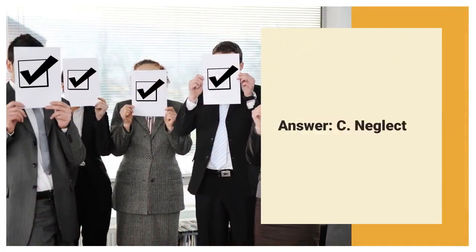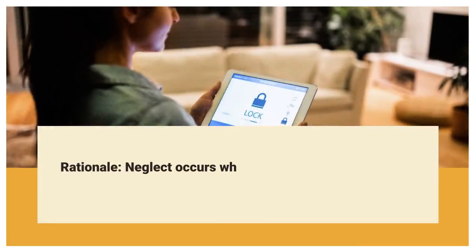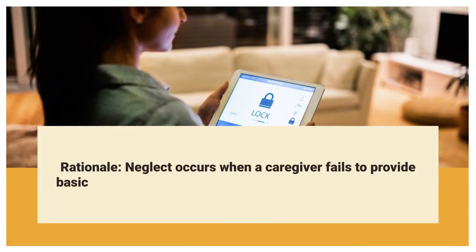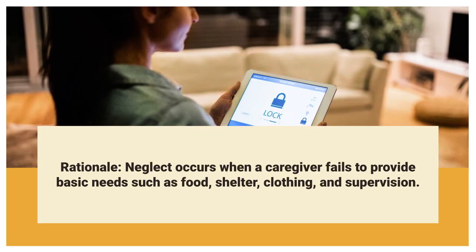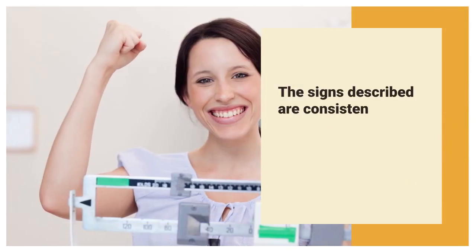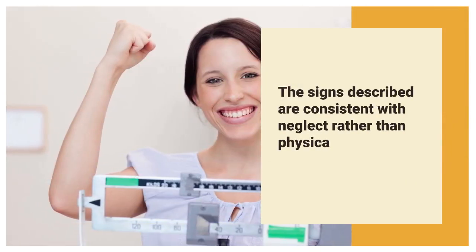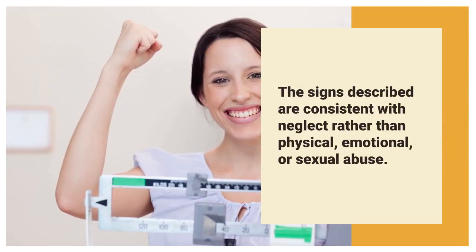Answer C. Neglect. Rationale: neglect occurs when a caregiver fails to provide basic needs such as food, shelter, clothing, and supervision. The signs described are consistent with neglect rather than physical, emotional, or sexual abuse.